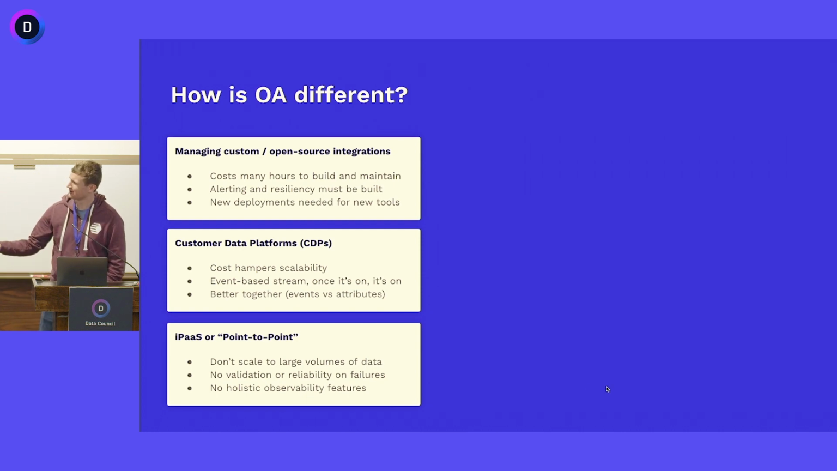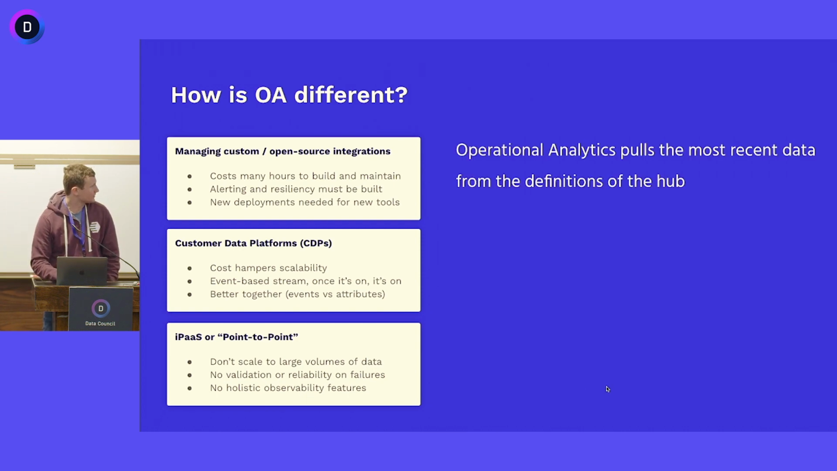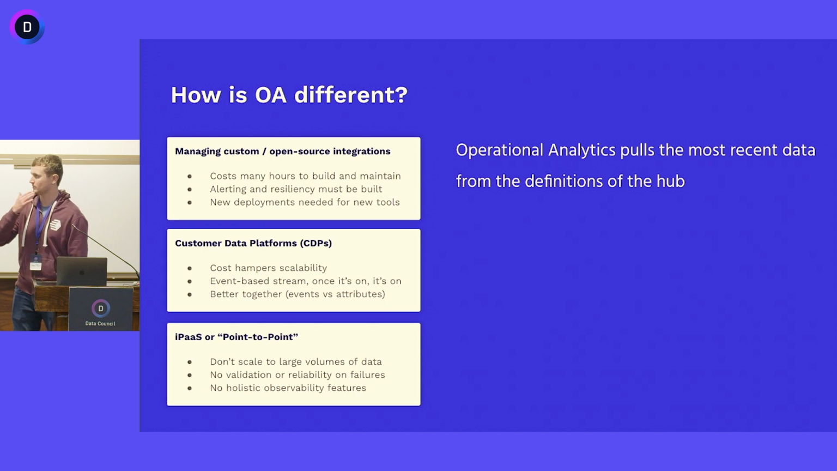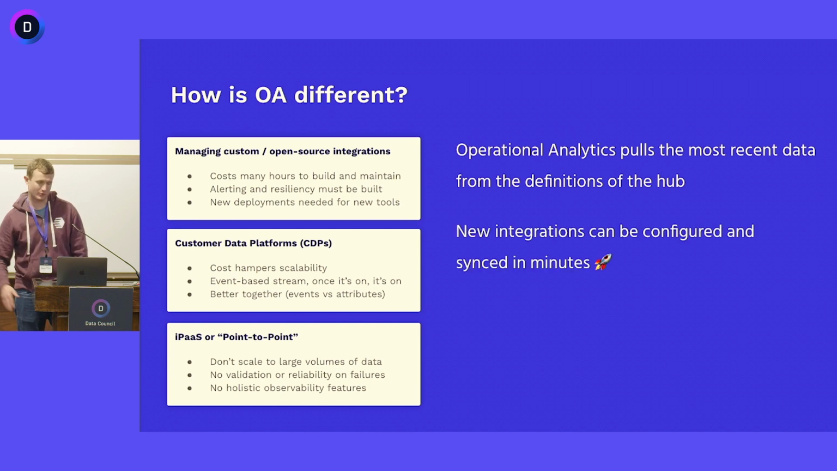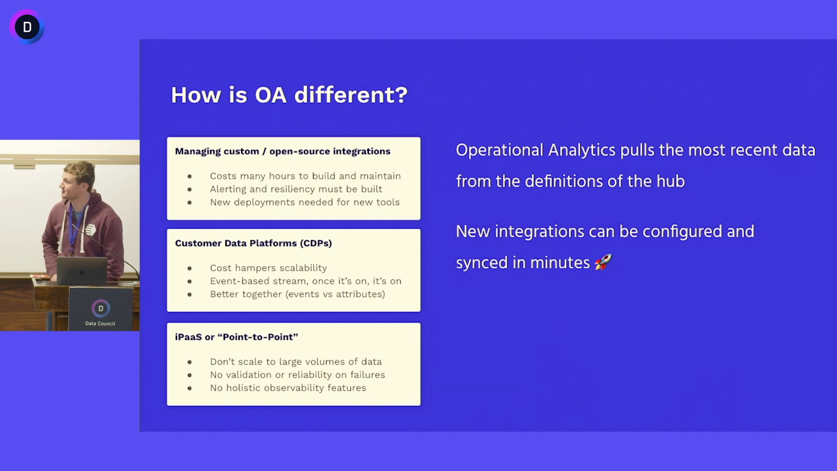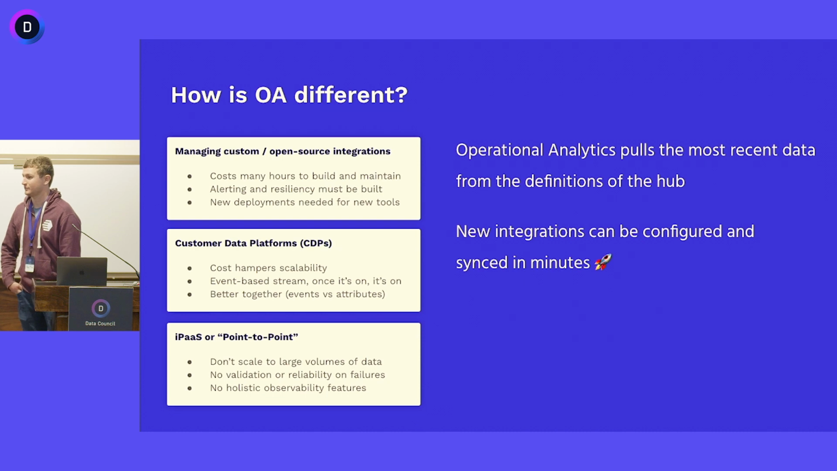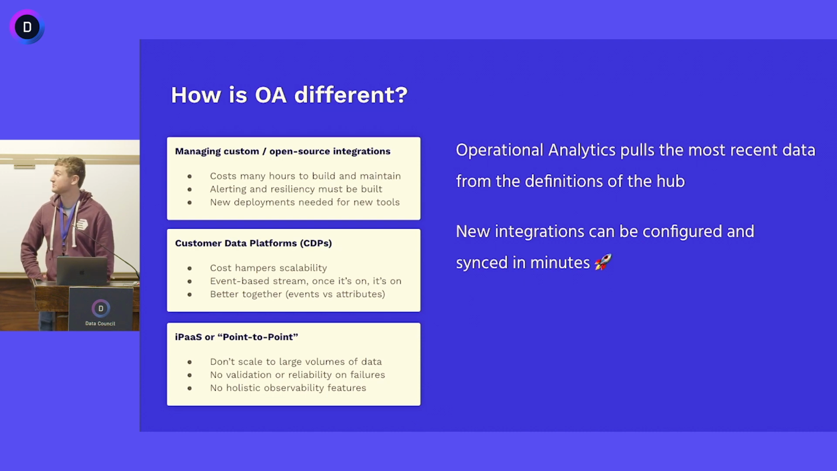And how is OA different? Operational analytics pulls the most recent data from the definitions in the hub. You don't have to fix bespoke integrations at each different point-to-point. New integrations can be configured and synced in minutes. We just walked through two use cases, Salesforce and LinkedIn. We did that probably all in 10 minutes tops. So as long as you have the data living in your data warehouse, you can go ahead and get that set up right away.